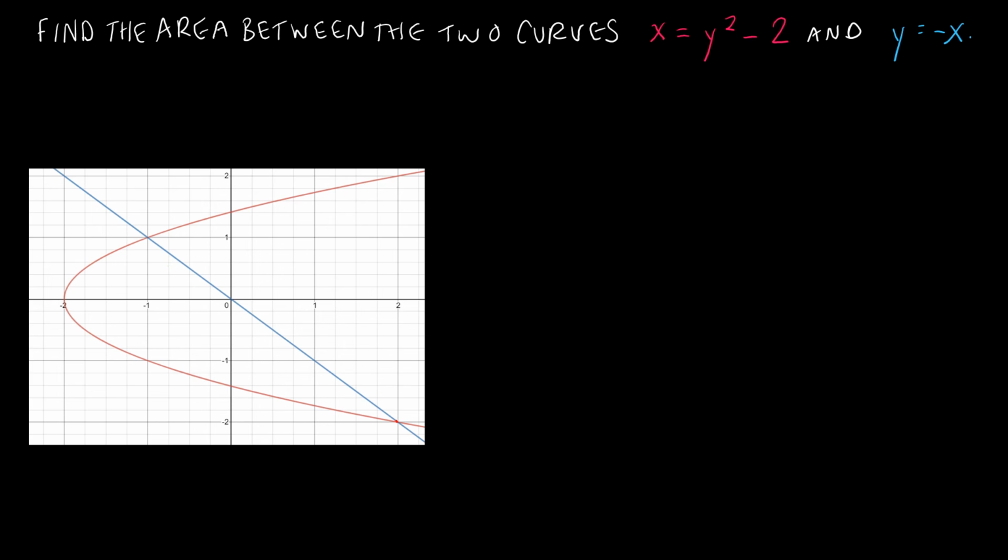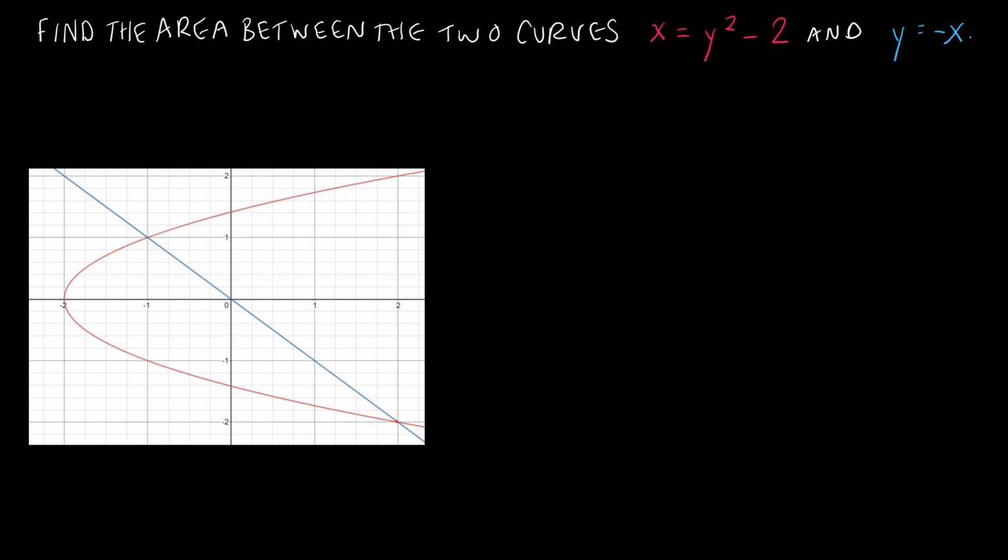The reason I want to do this with respect to y is, if you turn your head to the right, we can think about this function being on top, and then this function being on the bottom. That's why we do that, because this function is always to the right of the x equals y squared minus 2 function.